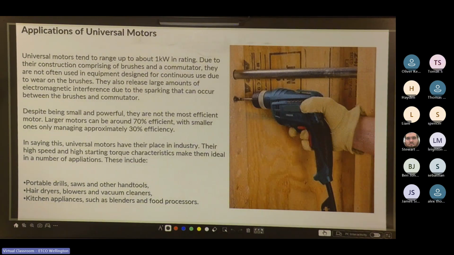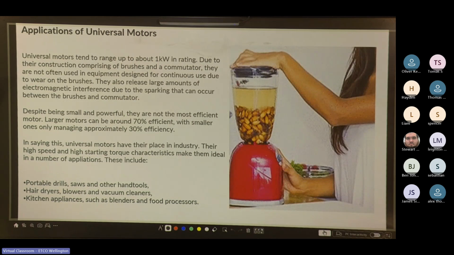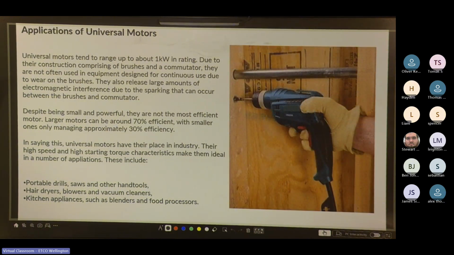Cool. Applications of universal motors. Universal motors tend to range up to about a kilowatt in ratings due to their construction comprising of brushes and a commutator. They are not often used in equipment designed for continuous use due to wear on the brushes. They also release a large amount of electromagnetic interference due to the sparking that can occur between the brushes and commutator. Despite being small and powerful, they are not the most efficient motor.